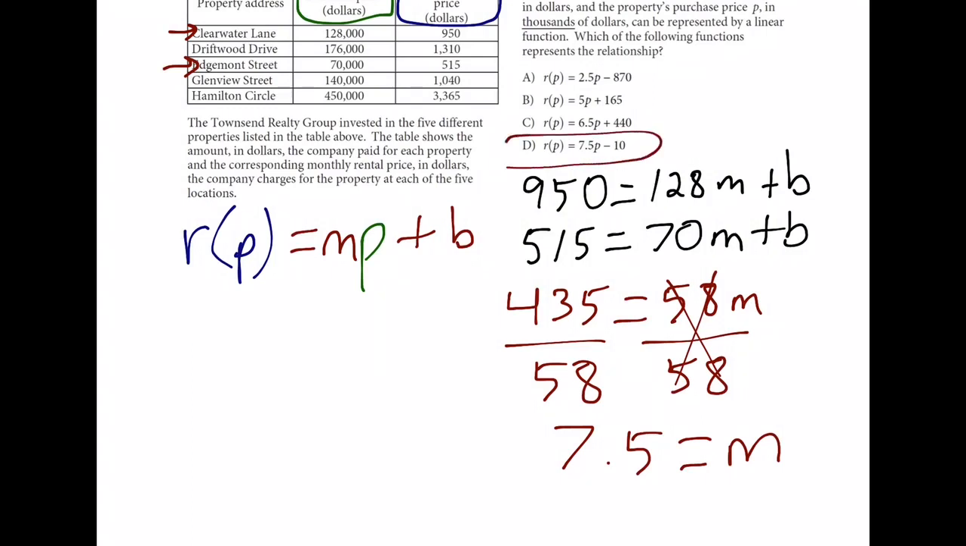So therefore D is the answer, because that is the only equation that has a slope of 7.5. I could have chosen any of these rows to use as coordinates. I simply chose the two with the smallest y values.